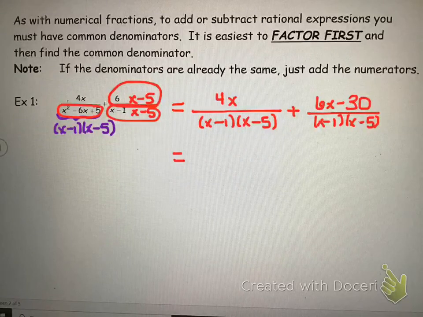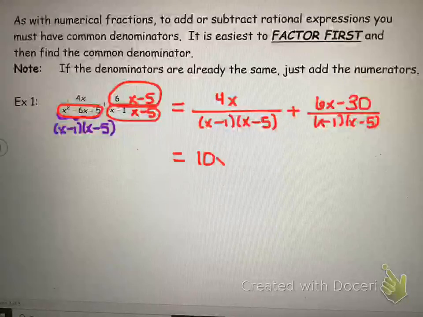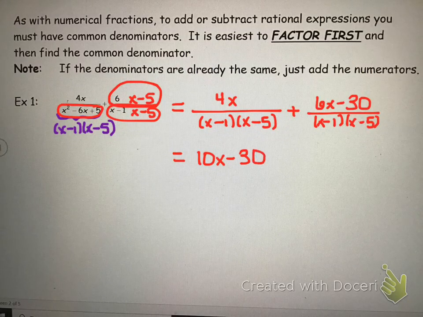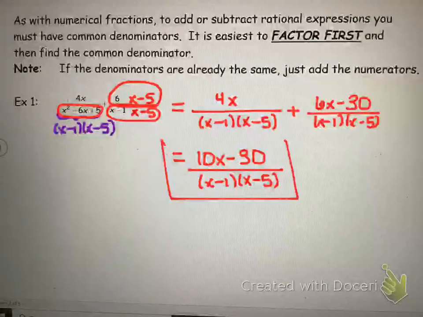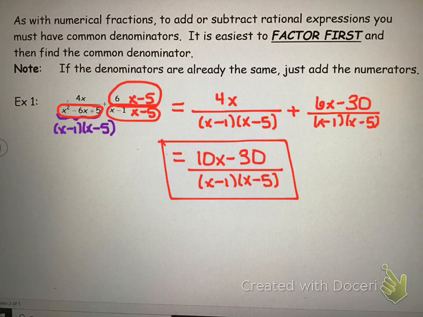So now I can go ahead and add the numerators together. When I add the numerators together, I will have 10x minus 30 on top, and I have my x minus 1 and x minus 5 in the denominator. And that is an acceptable version of the final answer.